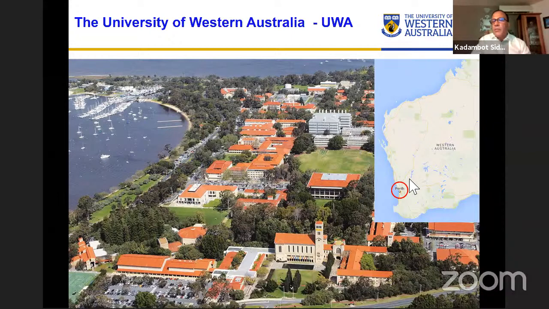The majority of the grain, about 45–50% of the grain in Australia, is produced in Western Australia, and it is all exported.